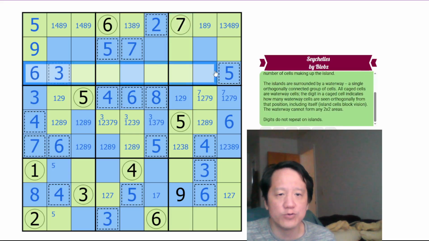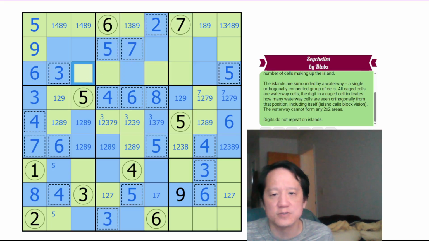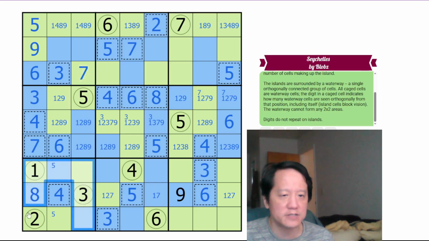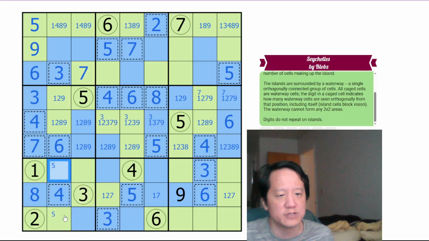Where is 7 in row 3? Cannot be here because of 7's in the boxes, and these are filled out, so 7 has to be here. Where is 7 in box 7 then? Cannot be here because of 7 in the column, so this must be 7 here, which makes this a 5-7 pair here. That eliminates 5 and 7 in the rest of the box, so this must be 6 and 9. This can't be 6 because of 6 in the row, so this is 9.